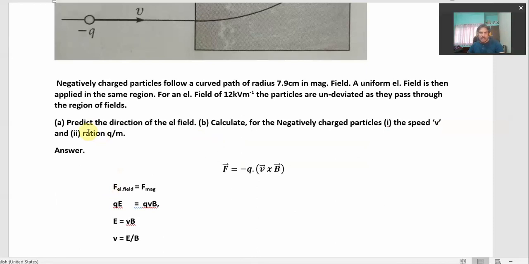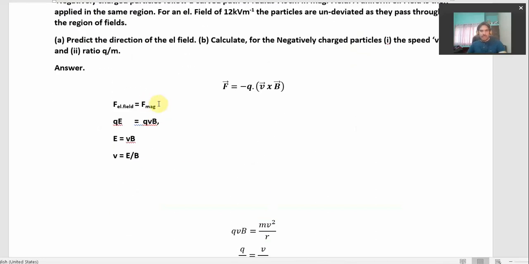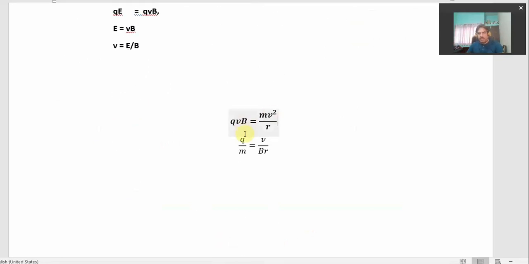The second part of the question is that we have to calculate the ratio q upon m. q is the charge, m is the mass. So this is the charge to mass ratio. For this, we know that the magnetic Lorentz force gives rise to the centripetal force, and due to that centripetal force, it starts following a circular path. So from here, we can find q upon m. One v here cancels out with one v on the right hand side. So while we find q upon m, we are left with only v upon Br.